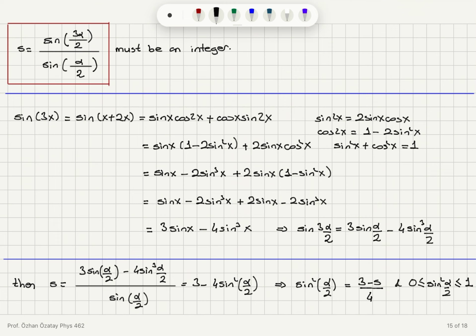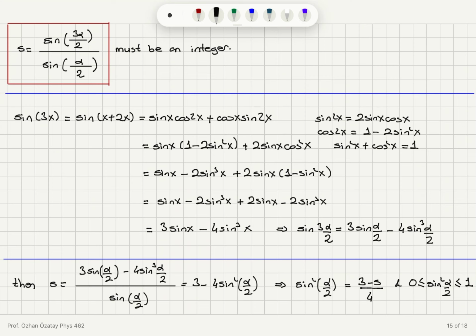So if I remember my trigonometric identities, sine 3x is sine of x plus 2x, that is sine x cosine 2x plus cosine x sine 2x. For sine 2x I can substitute 2 sine x cosine x. For cosine 2x I can substitute 1 minus 2 sine square x, and sine square x plus cosine square x is equal to 1. So sine x cosine 2x becomes sine x times 1 minus 2 sine square x, and plus cosine x times 2 sine x cosine x becomes 2 sine x cosine square x.